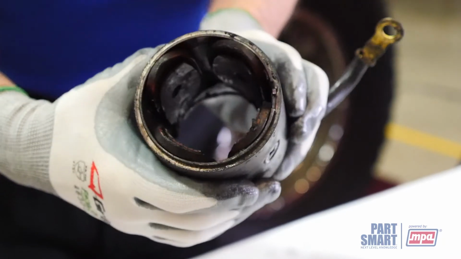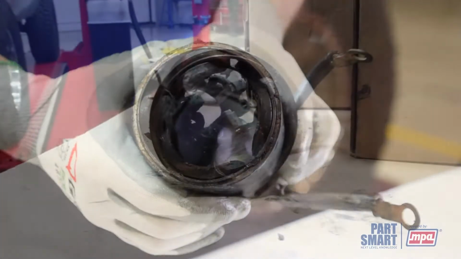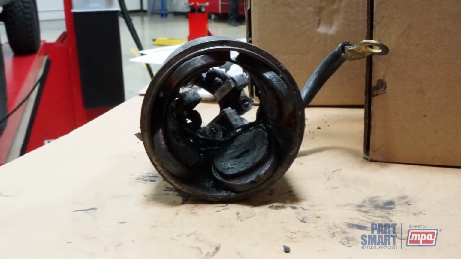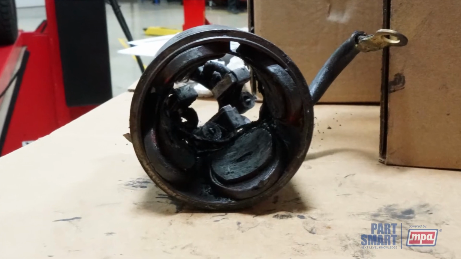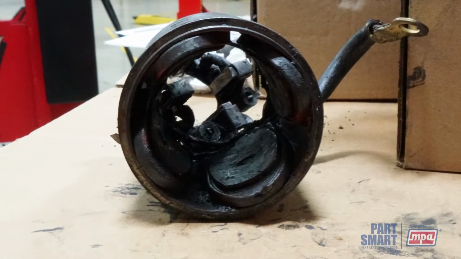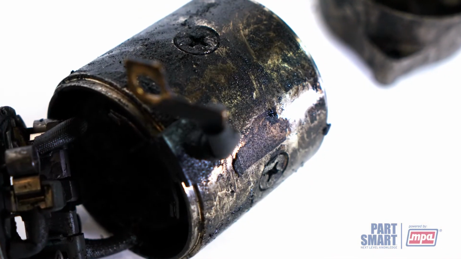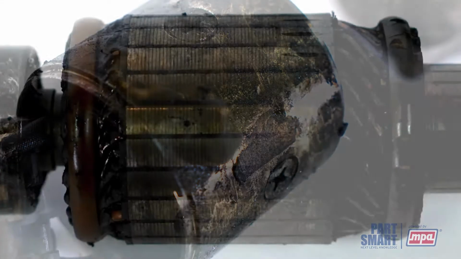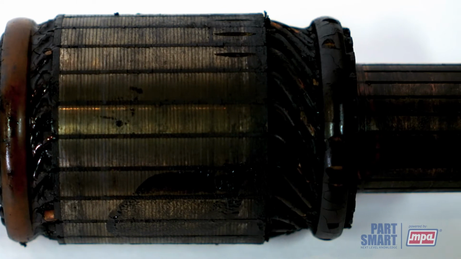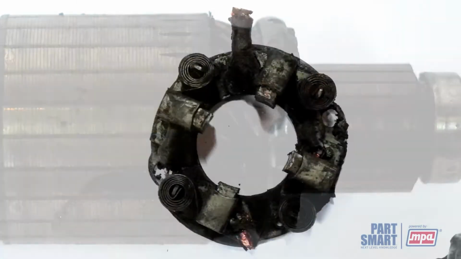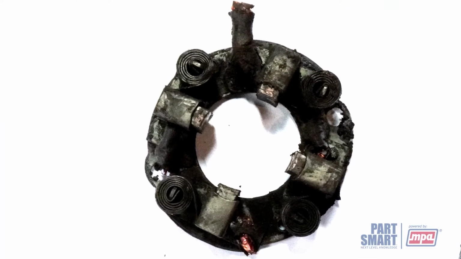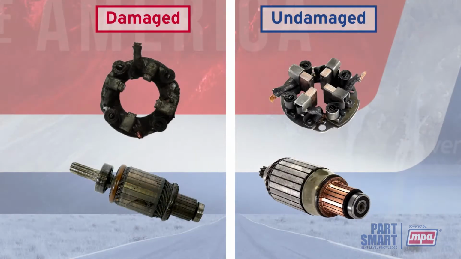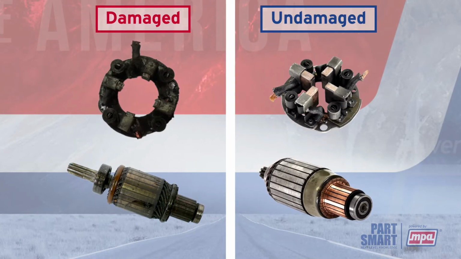Another common cause of starter failure on these same trucks could be damage from overcranking the engine. Extended cranking or overcranking the starter will generate enough heat inside the starter to also damage internal starter components. Here's an example of a heat-damaged starter armature and commutator, as well as a brush assembly, due to overcranking, along with an undamaged armature and brush assembly for comparison.